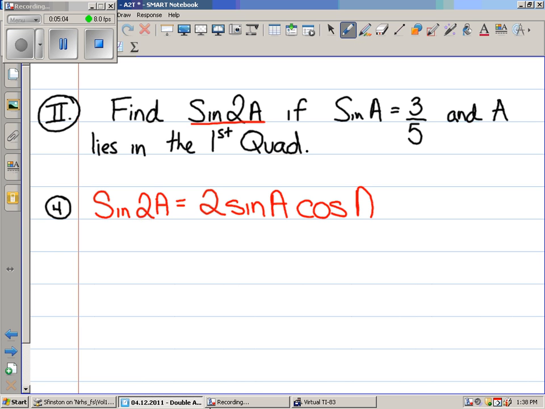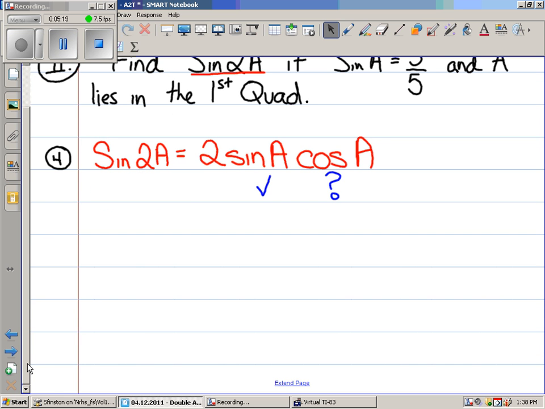Now, we did something yesterday. Oh yeah, we got to make the graph thing. Because we know how much the sine A is, but we don't know how much the cosine A is right now. And if we can't figure it out, we're screwed. But we can. Fear not.